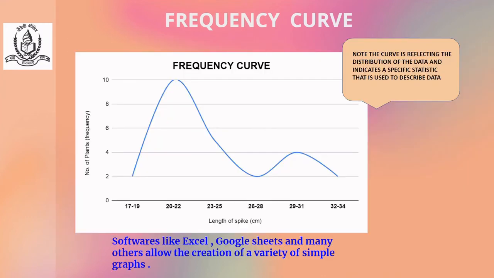This can also be drawn using software. For example, here is the same frequency curve plotted using Google Sheets. Note here that the curves are reflecting the distribution of the data and indicate a very specific statistic that is used to describe data. Software like Excel, Google Sheets, and many others allow for the creation of a variety of simple graphs.